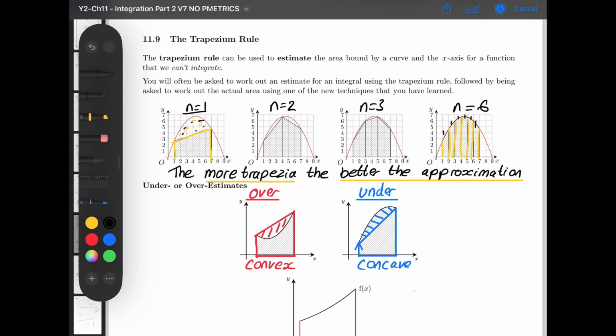We can see when n equals 1, we're missing out a lot of area. This is quite a poor approximation. When n equals 2, where instead of doing one trapezium, we use two trapeziums to fill that gap, we get a slightly better approximation, certainly less blank space here. And as we do more trapeziums, we get a much better approximation. In that final one, for n equals 6, we can see that the trapezium area and the area under the curve are almost indistinguishable from each other.